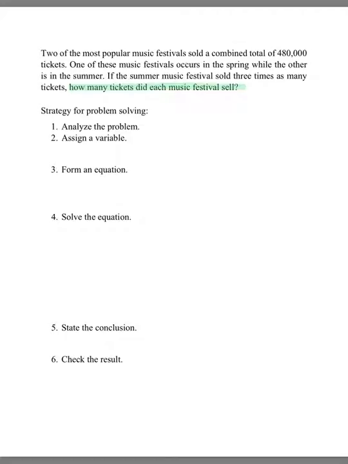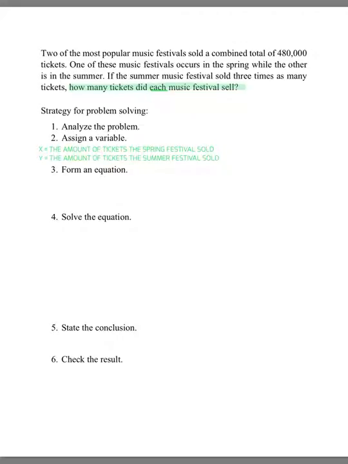Note that the question asks how many tickets did each music festival sell. So we're going to want 2 variables. So we're going to go ahead and use 2 letters, and then I'm just going to use X and Y. Keep in mind that you can use any letters that you wish. Okay, so I'm going to have X represent the amount of tickets the spring festival sold, and let Y represent the amount of tickets the summer festival sold. So now we know what our variables represent, so let us continue analyzing the word problem.